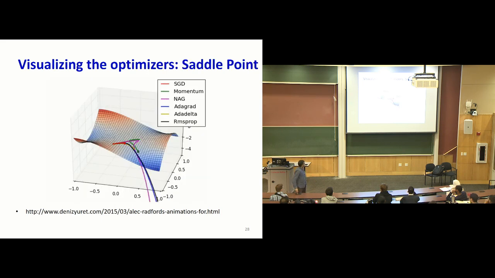Here's a different one, right? So once again, stochastic gradient descent. Stochastic gradient descent hangs around in flat spaces, but you need other methods to get out of those.